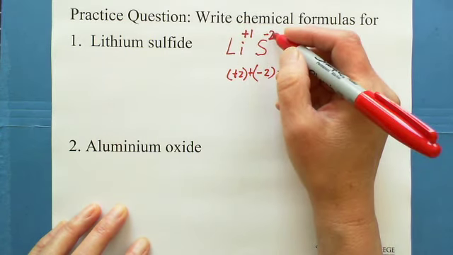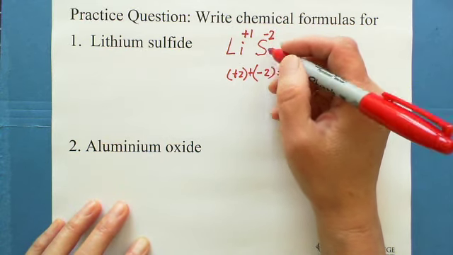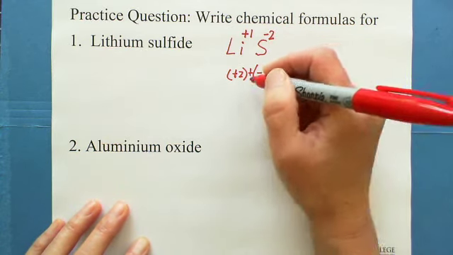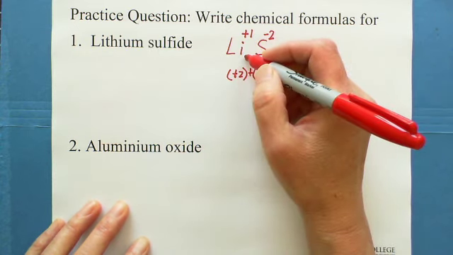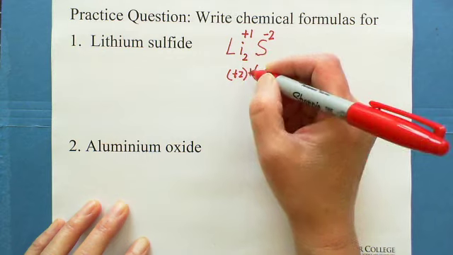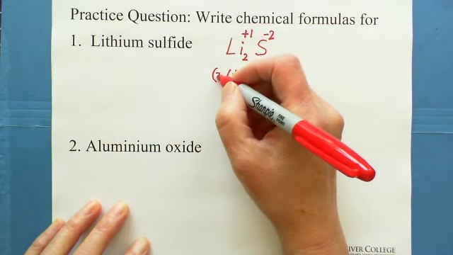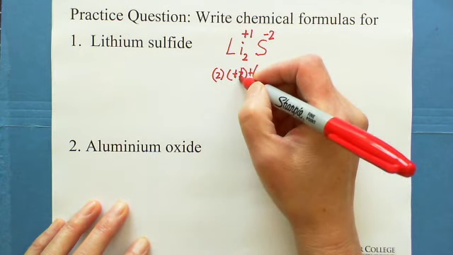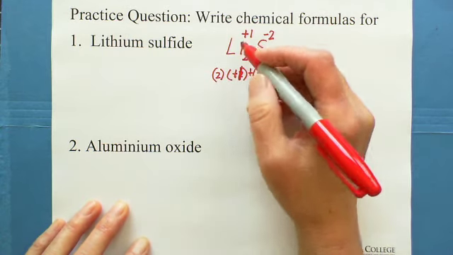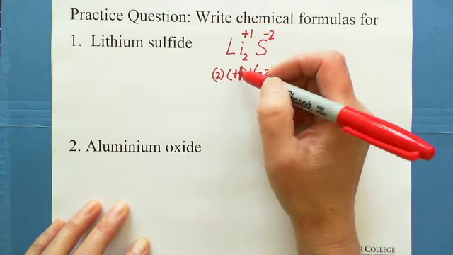So this is already 2 negative for each sulfur ion, so we only need 1, right? And this we need 2, right? We need 2 lithium ions. So we need 2 ions, multiply, each one is +1. 2 lithium ions, each one is +1.